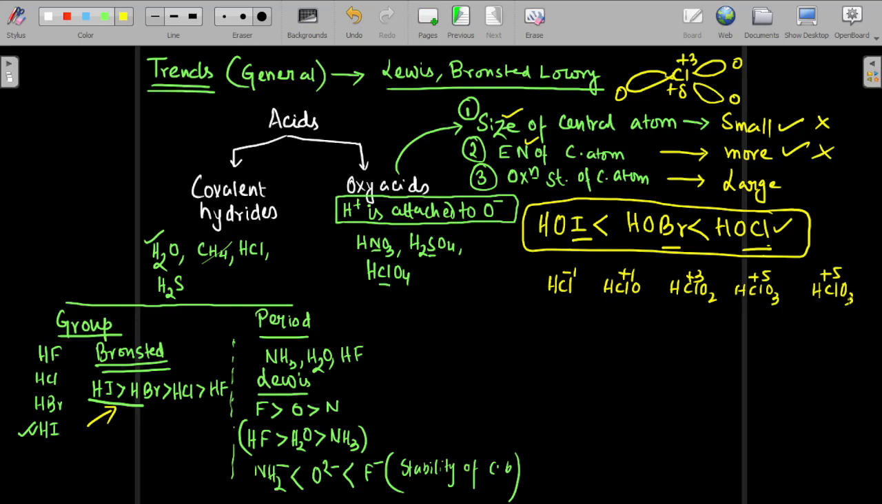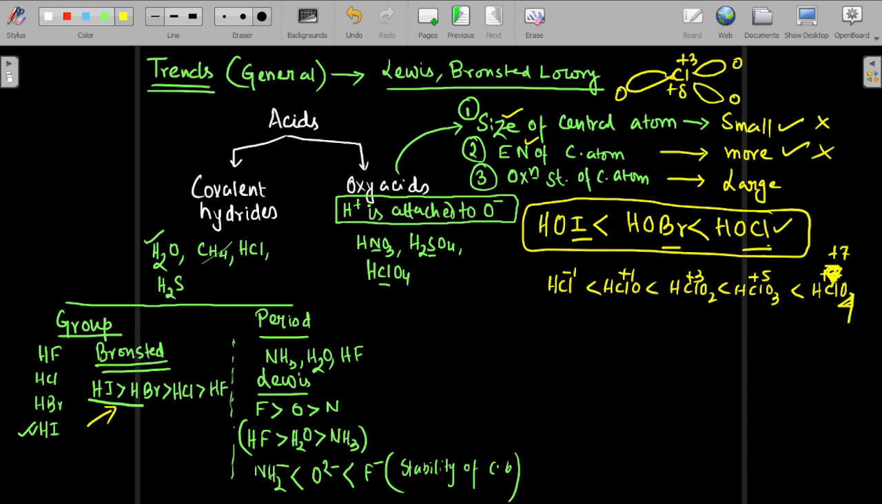So HClO4, HClO3 is already done, so this will be +7, +5, +3, +4. So as the oxidation state increases, acidic character will increase. This part was also dealt with in redox reactions. In redox also, the same part was dealt with in a similar fashion.